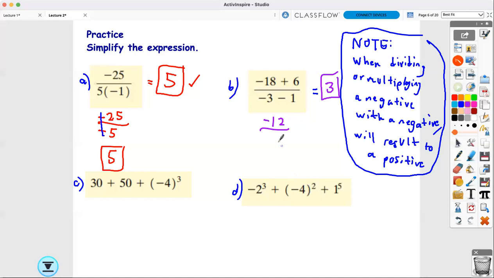That is -4, right? So now we're dividing, right? Two negatives, -12 divided by -4. How many 4s go into 12? 4, 8, 12. So the answer is a +3. Great job, guys, on B.